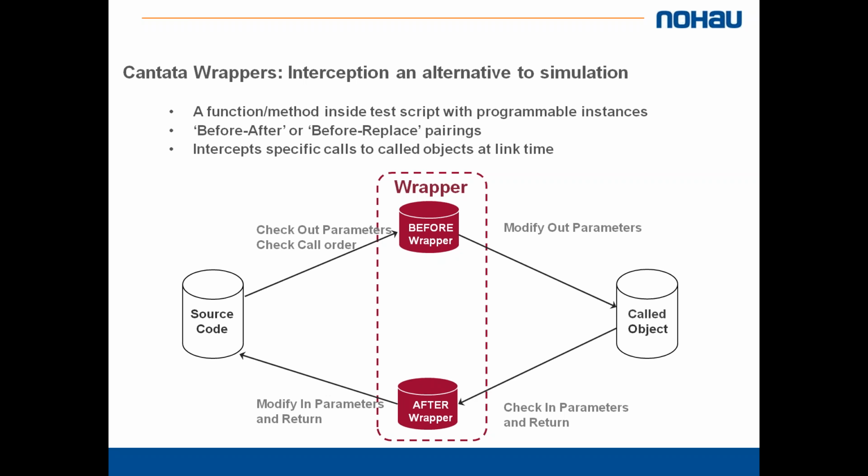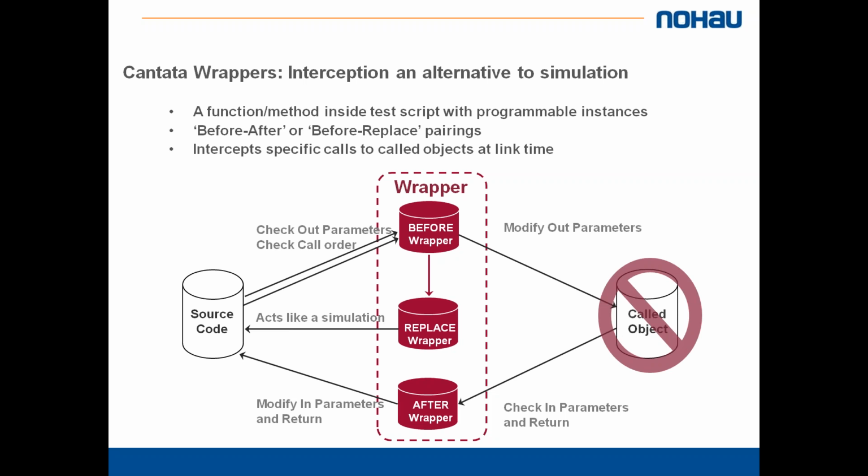So with wrappers, we have the possibility to both modify the parameters going to the object and modify the parameters we get in return. And we don't need to replace the called object with a stub. We can still have it in our build. Or we could actually, in fact, use the wrapper to replace the called object, in which case it's more or less like a stub.